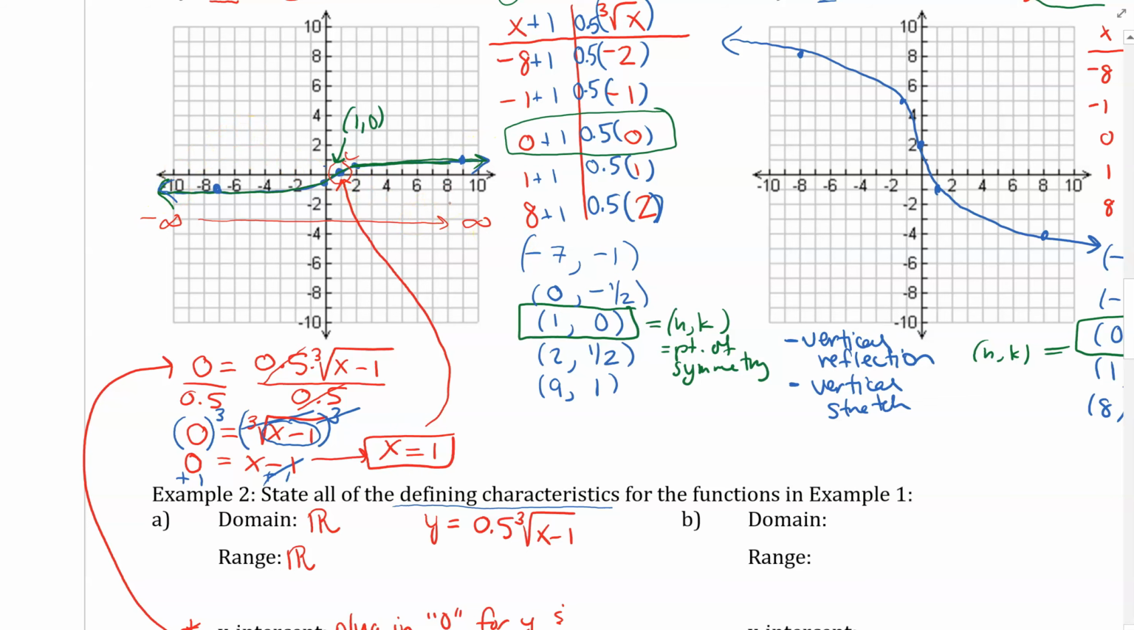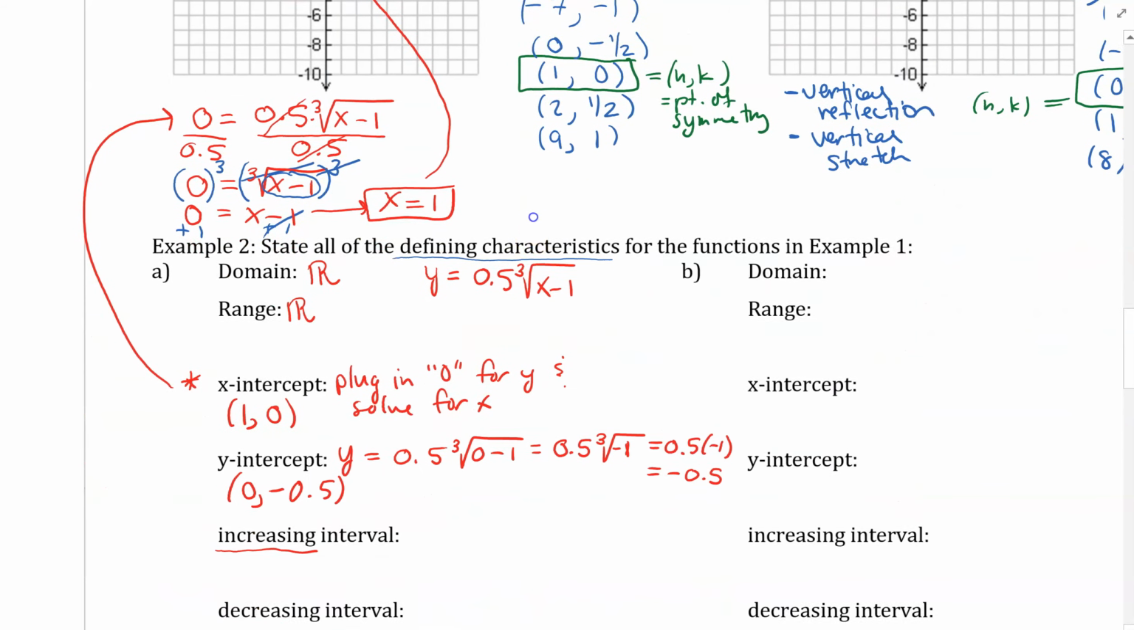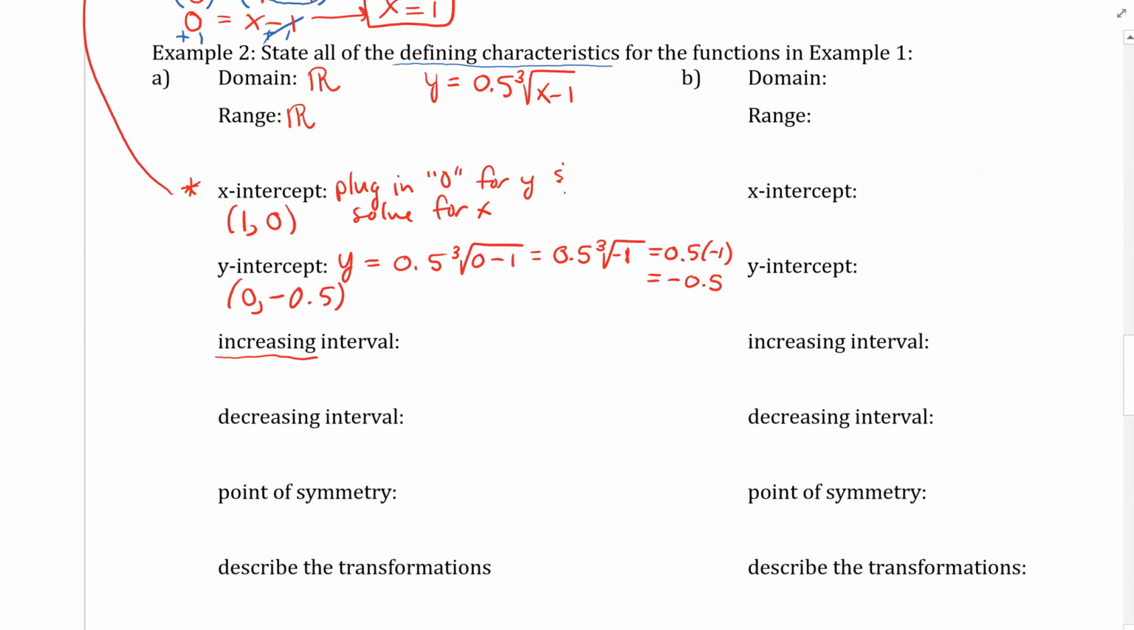Well, these cube root graphs always only move in one direction. And in this particular case, that direction is up. It's not increasing quickly, but it is increasing. It's ever so slightly inching its way higher and higher as x moves to infinity. So the interval itself would be negative infinity to positive infinity.